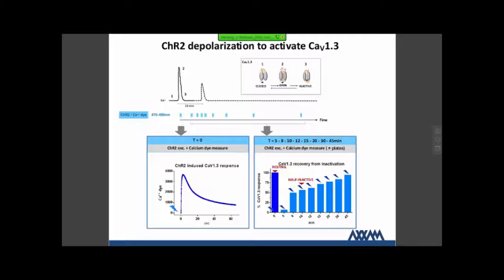And this was important because in this way we could set up a condition where we can study the channel in a resting condition, I mean, in the first blue light stimulation, or in the half inactivated condition, I mean, if you repass your plate after 10 minutes. So these experiments could demonstrate that the channelrhodopsin depolarization was very well activating the Cav1.3 signal, and also we could set up a protocol of repetitive light stimulation to study state-dependent blockers.